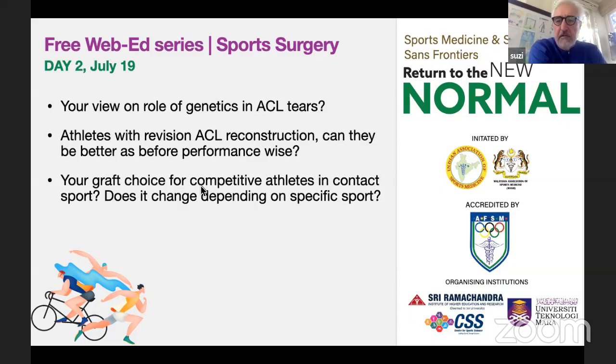I just gave them a chance to play again. But yes, they can. You can definitely go with revision surgery. You can go to full high international athlete. Well, that's really reassuring, and I'm sure many of our delegates will get this message to reassure their athletes.